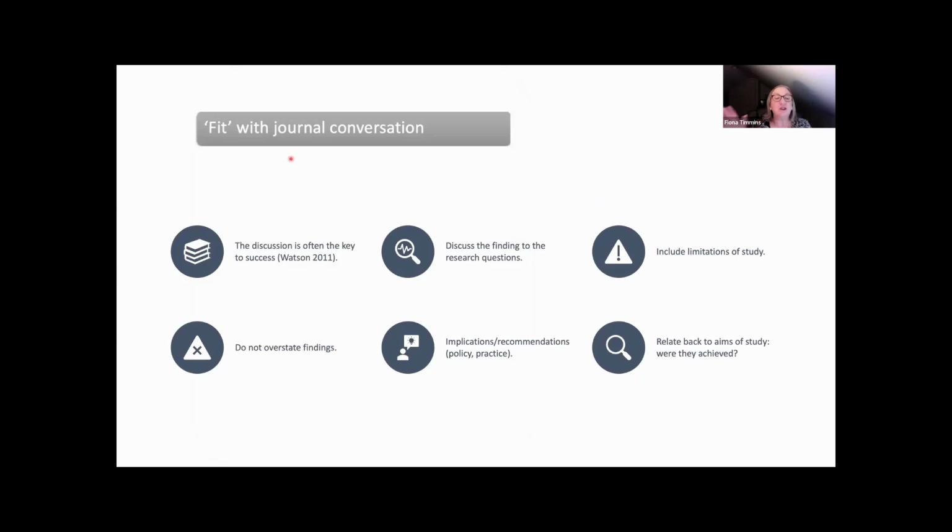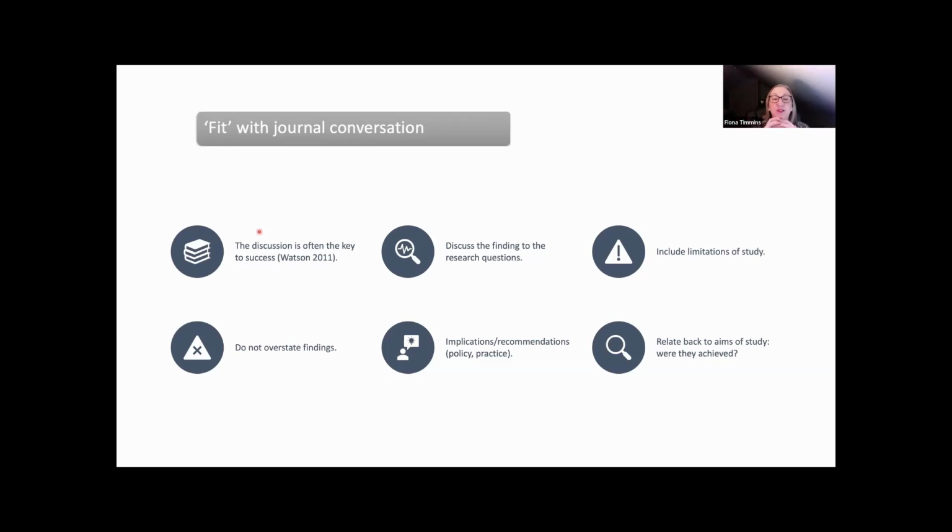So fitting with the journal conversation, Roger Watson again suggests that discussion is often the key to success. This is a real difficulty. And I would have to say it's incredibly common that the discussion presented in your paper that's submitted for publication is simply a repeat of the findings. Your discussion ought not to be a repeat of the findings. You present the findings, whether they're themes from qualitative research, themes from a review of some kind, or statistical findings from an empirical study. The findings are the findings.